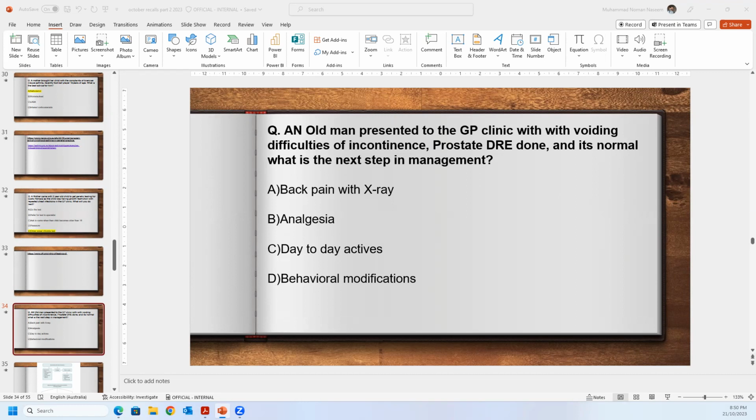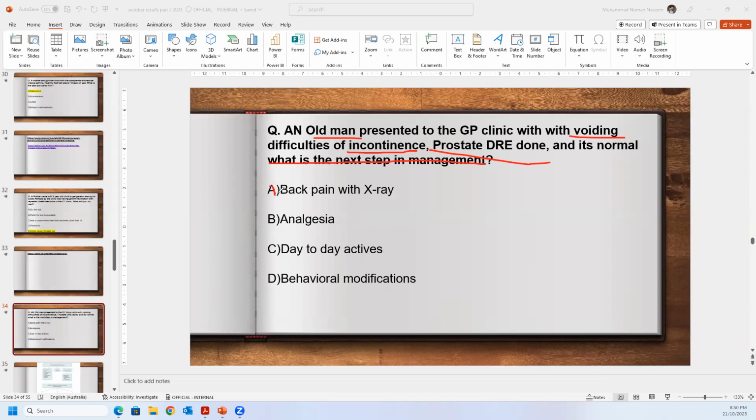Next question. An old man presented to a GP clinic with voiding difficulties. What are the voiding difficulties? He is having incontinence. You did a digital rectal examination and found the prostate to be of normal size and shape. What is the next step in management of the incontinence of this patient?